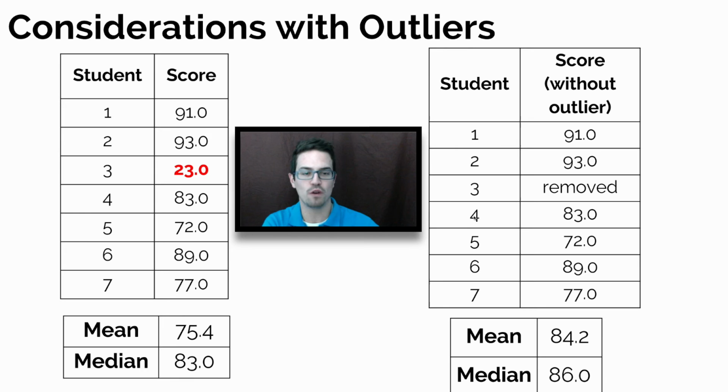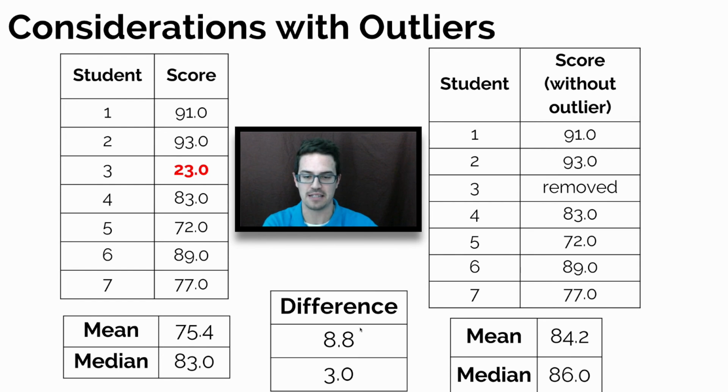So now it says student 1 through 7 again, and then it says score without the outlier. So it's got the 91, the 93, but this time this 23 right here is just removed completely. Now the mean, the average of all these numbers turns out to be an 84 instead of that 75. This looks a lot better for that teacher to just remove that score. The median, if you notice, is an 86, so that's still pretty close to the median from before. The big change happened in the mean.